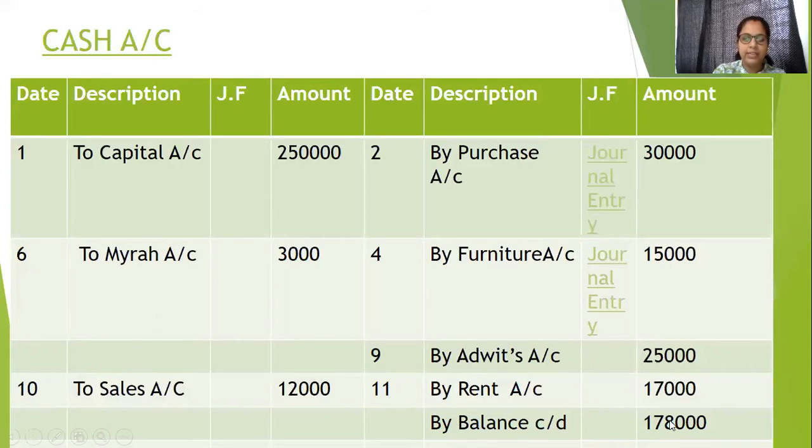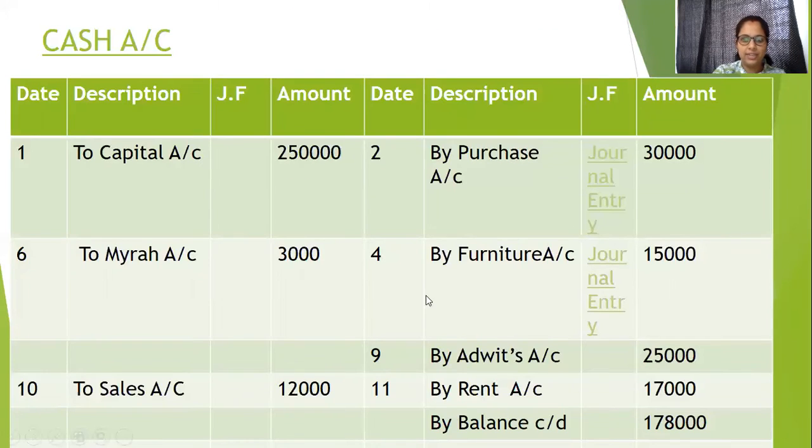In the next month, it will come in the debit side to balance brought down. Now once again, all the transaction will start for the another month, and again we will do postings in ledger. In this way, we make ledger accounts. Similarly, as we have made cash account, there will be all accounts which will be made.